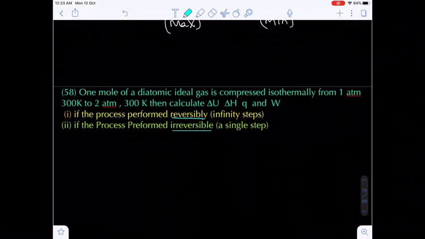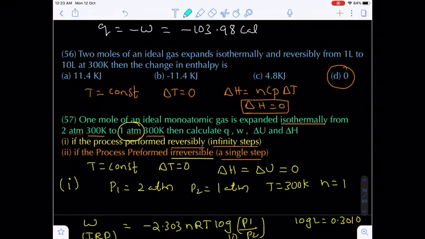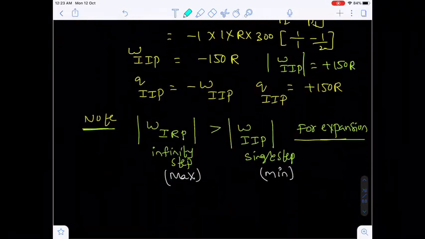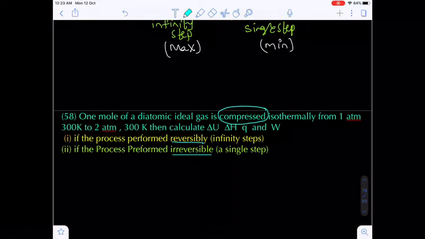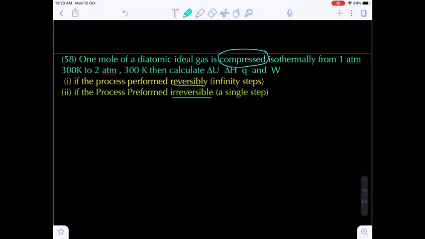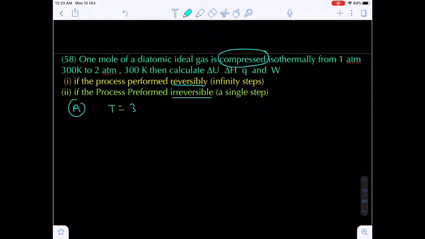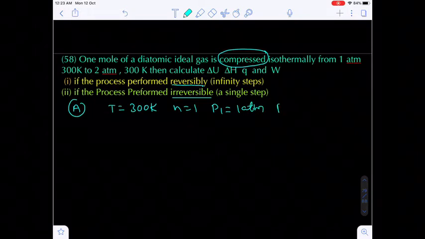Remember, question number 57 and question number 58, what is the difference? Question number 57 is the expansion of an ideal gas. Question number 58 is compression. So we can compare the work done in expansion and compression processes. Now the temperature is given as 300 Kelvin. The number of moles of ideal gas is 1. The initial pressure is 1 atmosphere, and the final pressure is 2 atmosphere.